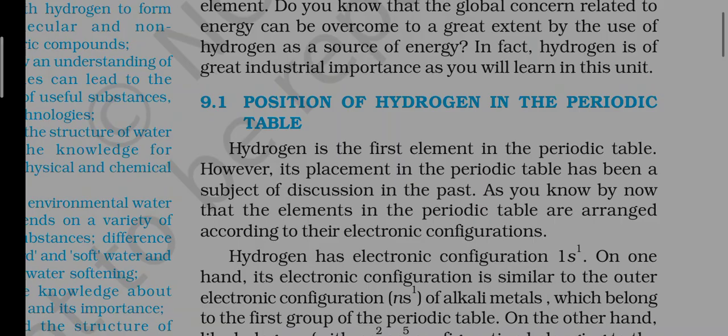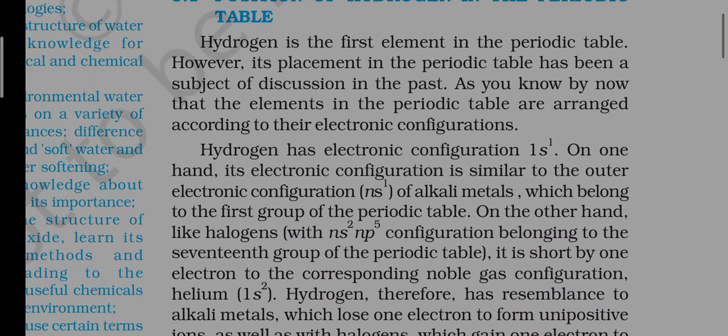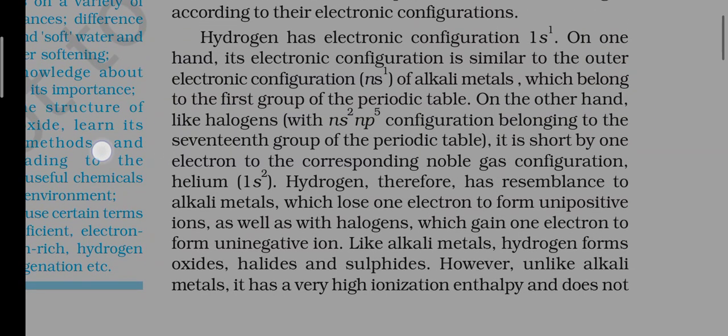First topic is position of hydrogen in the periodic table. Hydrogen is the first element in the periodic table. However, its placement in the periodic table has been a subject of discussion in the past. As you know by now, the elements in this periodic table are arranged according to their electronic configuration. Hydrogen has electronic configuration 1s1.